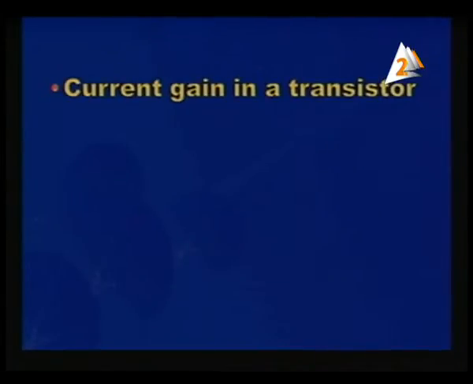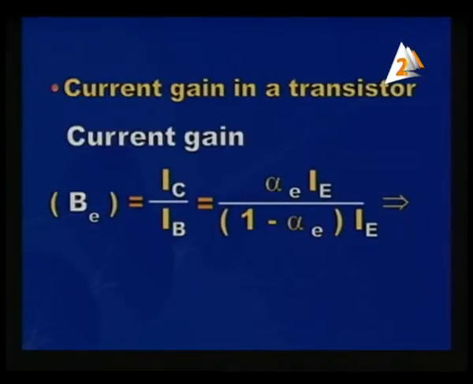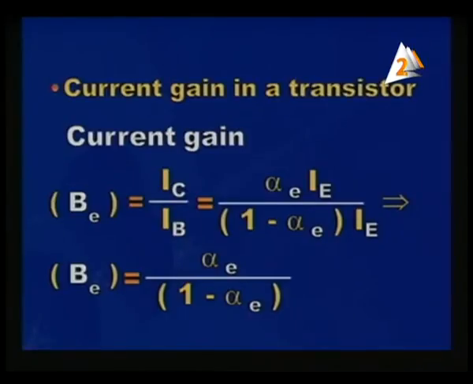And what about the expression that gives the current gain in a transistor? Current gain is denoted by beta E. Current gain is equal to the ratio between collector current to the base current, IC over I base. IC equals alpha E, fraction of the emitter current that reaches the collector, alpha E times I emitter over 1 minus alpha E times I emitter. Of course, emitter current will be crossed out, so current gain beta E equals alpha E over 1 minus alpha E.